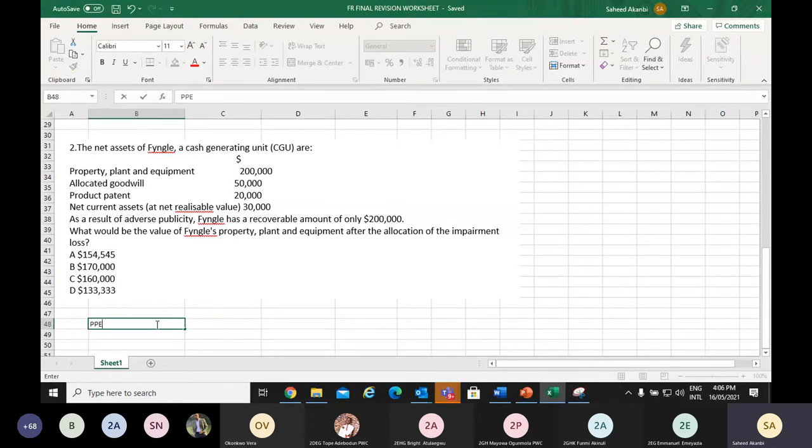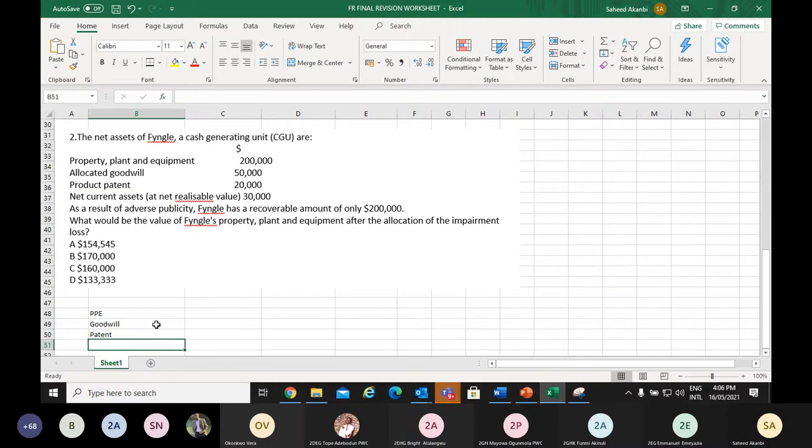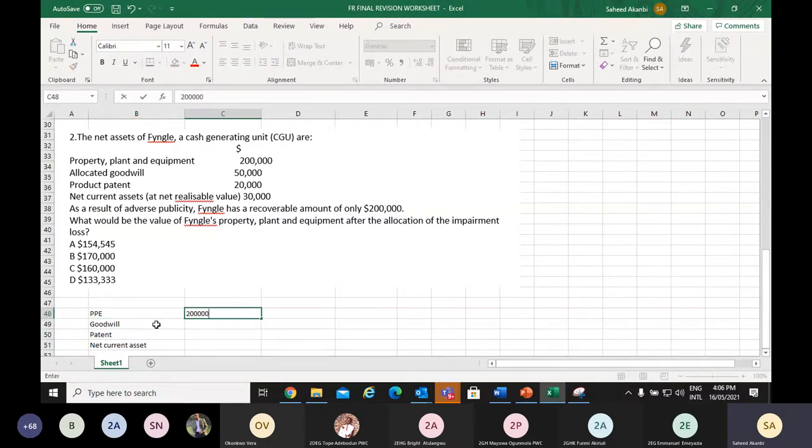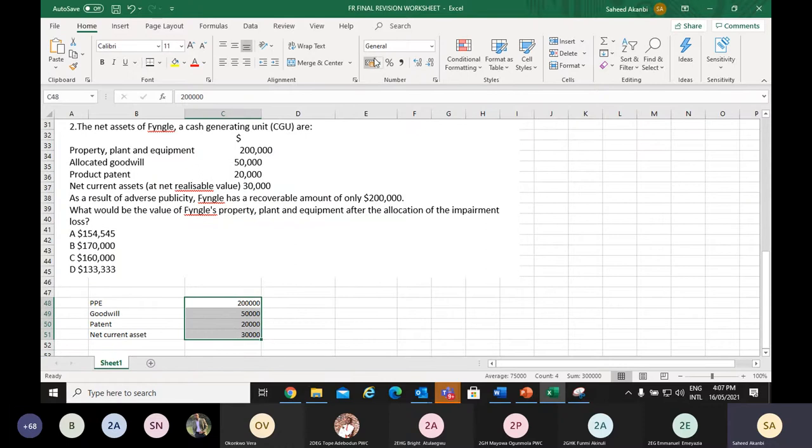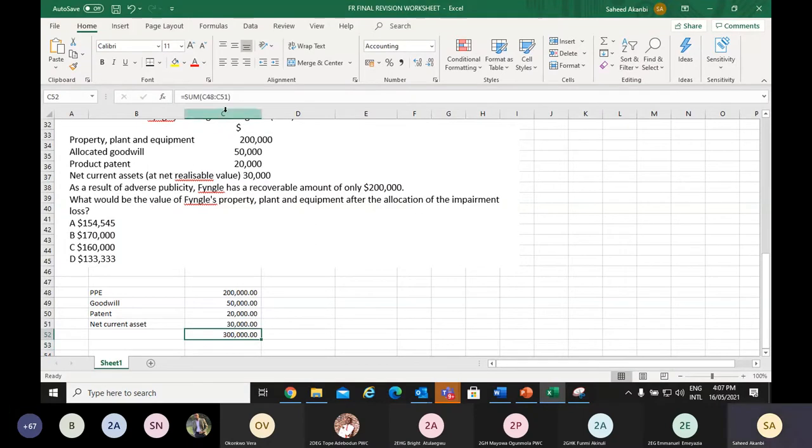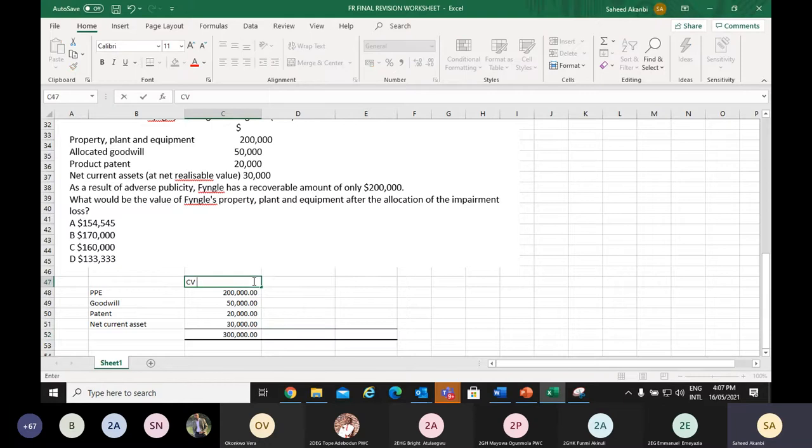So I have PPE, I have goodwill, I have patents, I have net current asset. PPE is 200, goodwill 50, patent 20, current asset 30. This is the current value.